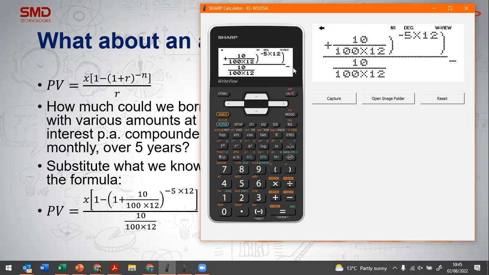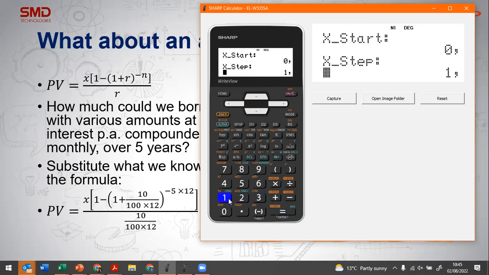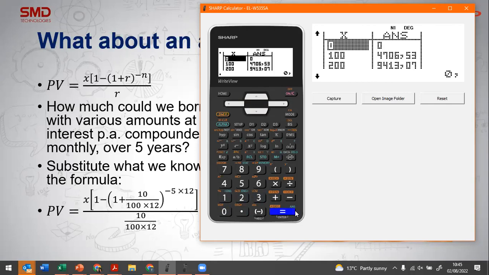So what I'm going to do is leave my function as it is, and in my step, I'm going to change it to steps of 100. Now, you can see if I'm willing to pay back 500 Rand a month, I can borrow 23,532 Rand over 5 years at 10% per annum compounded monthly. If I'm willing to pay back 1,100 Rand, I can borrow 51,000. If I'm willing to pay back 2,000 Rand, I can now borrow 94,000.